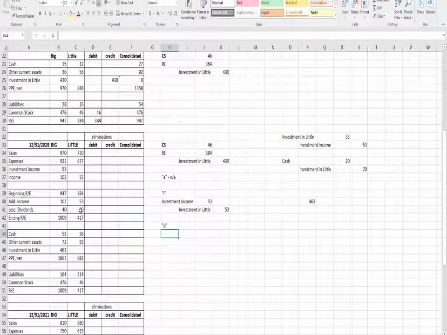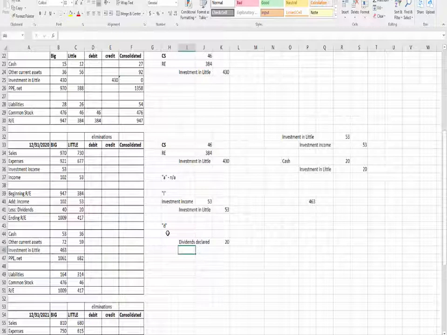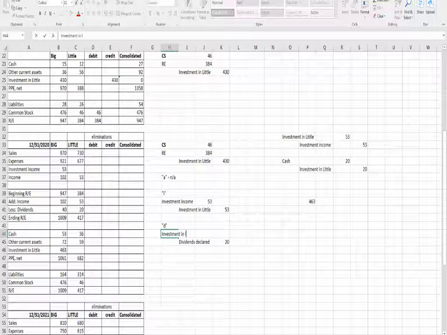Little declared dividends of $20, so we're going to go ahead and close their dividends declared. Now dividends declared is a debit balance, so to close it or eliminate it, we're going to debit it. And again, we are the only shareholder, so we're going to close that entirely against our investment in Little.